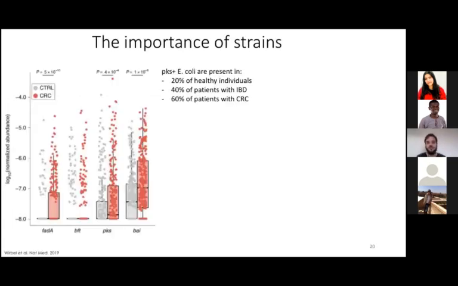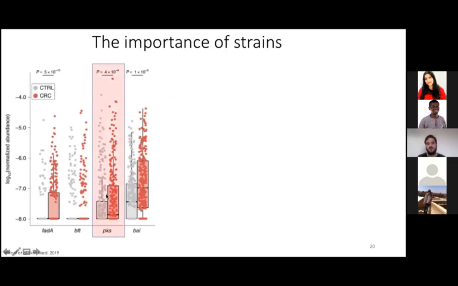And yeah, so here, this PKS positive E. coli, previous studies have shown that they're prevalent in about 20% of healthy individuals, in about 40% of individuals with irritable bowel syndrome, and in about 60% of patients with colorectal cancer. So in this work published in 2019 by Wirbel and colleagues, they looked at the prevalence, the abundance of the PKS colibactin operon in colorectal cancer patients compared to controls, and they found a significant increase in colorectal cancer patients.